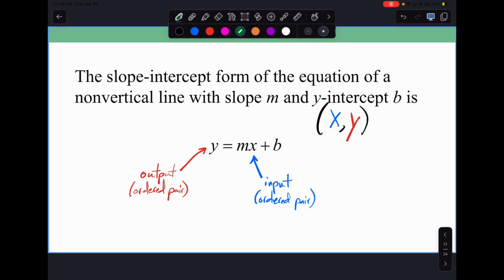The m is my slope, which is rise over run. And the b is my y-intercept.